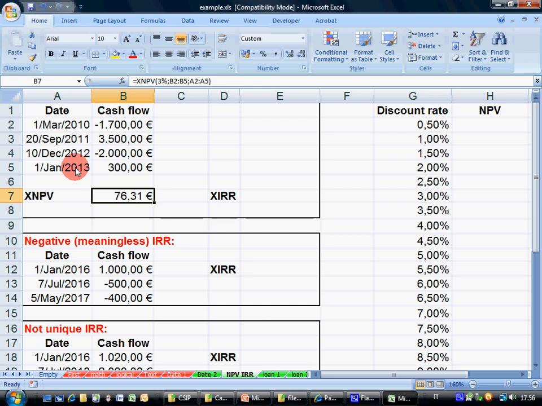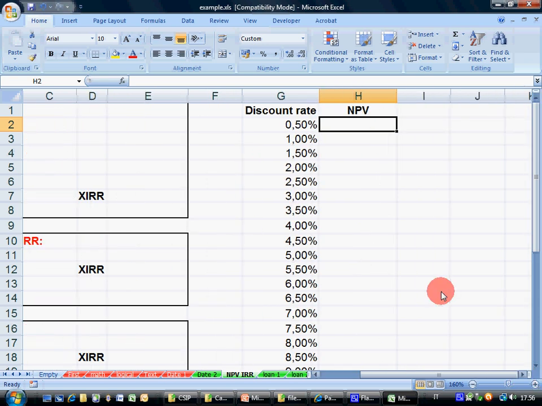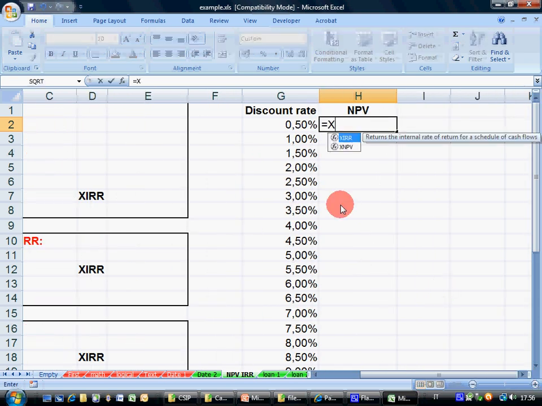76.31. It means that this investment is giving you 76.31 if the value of the money for you is 3%. Okay. Let's see here instead the net present value of this investment, the complete graph of the net present value. So equal XNPV. Okay. Your discount rate is written here.